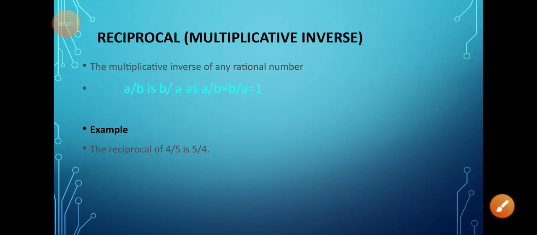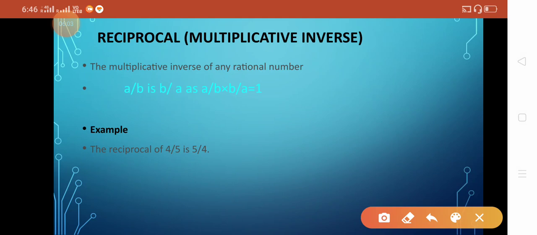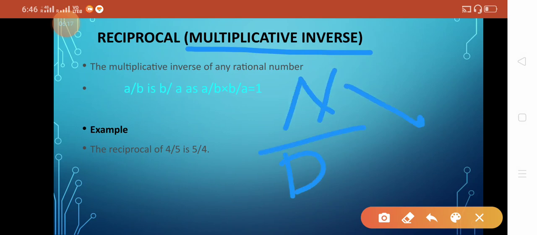Next topic is reciprocal. Reciprocal means opposite. So that is multiplicative inverse. We have studied about reciprocal. That means whenever you are given a fraction, like any rational number, you just have to invert that. You are given numerator by denominator, so you simply have to take the reciprocal, denominator by numerator. In this way you have to change.